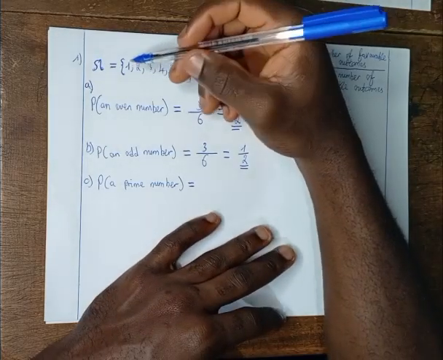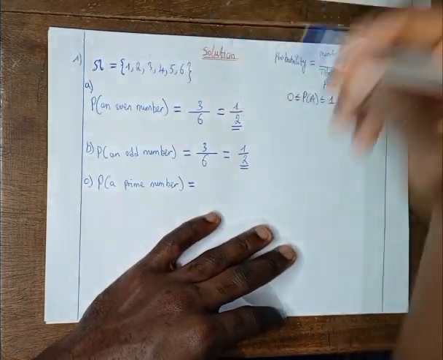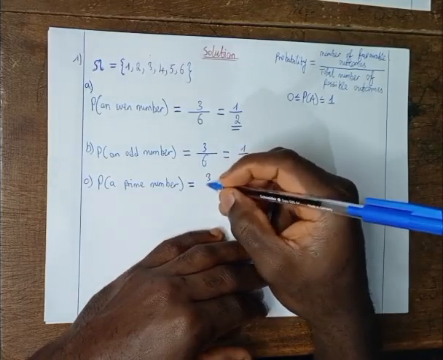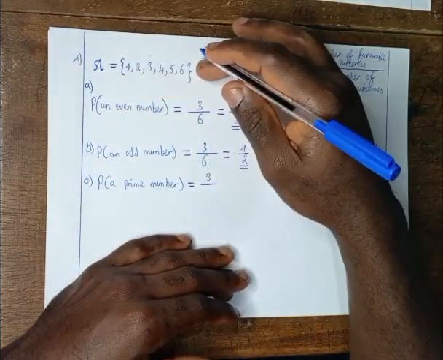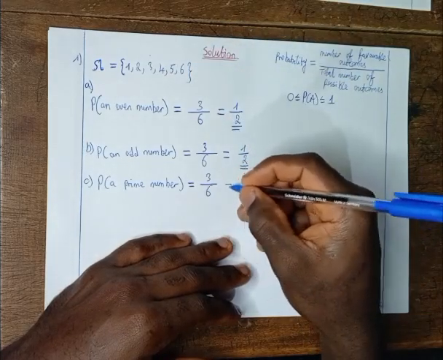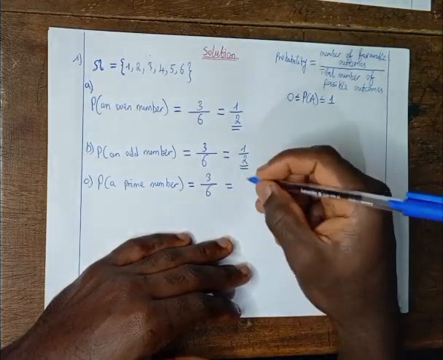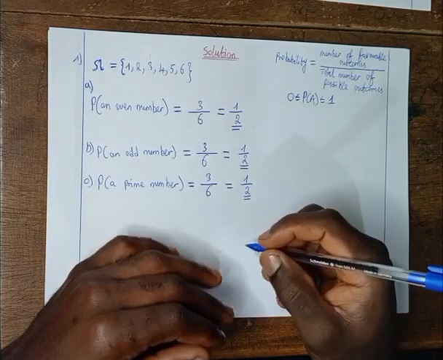Counting the number of prime numbers we have here, we have 1, 2, 3. There are 3 of them. This will give us 3 all over the total number of possible outcomes. We have 6 elements in the sample space. We are going to write down 6 here. If we simplify, this will give us 1 all over 2.